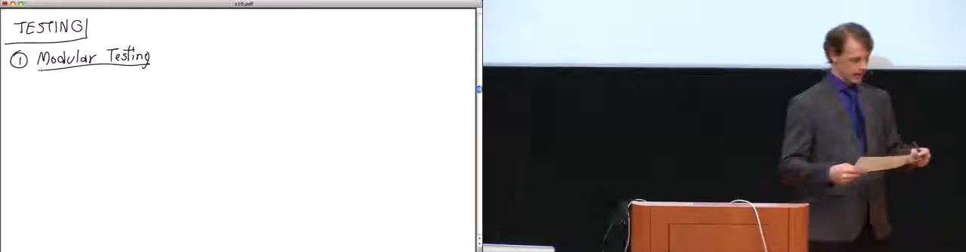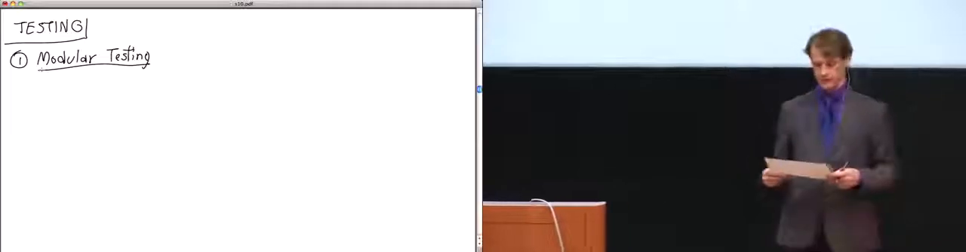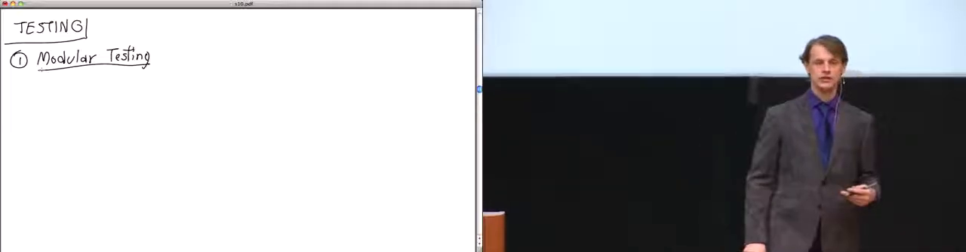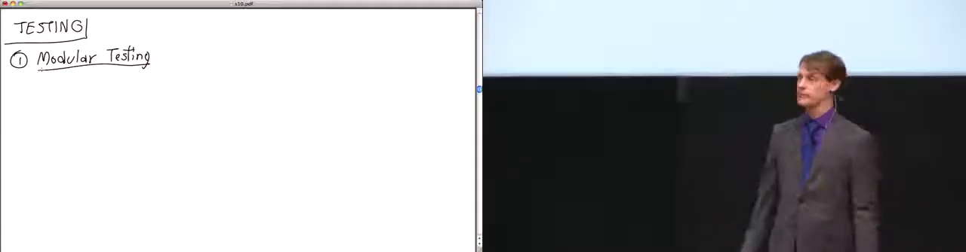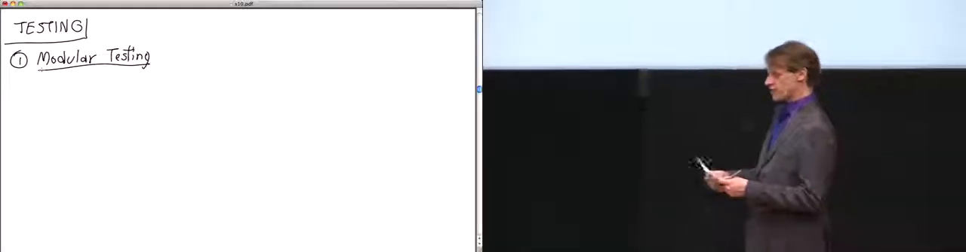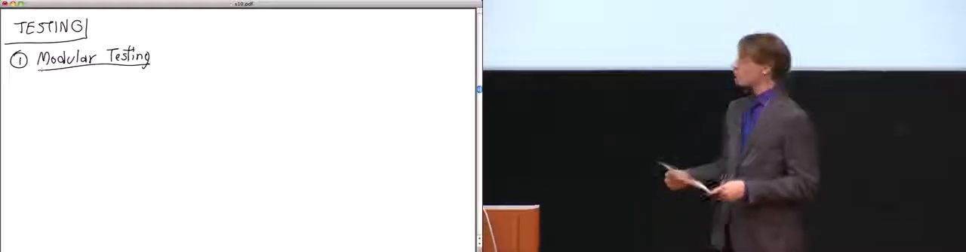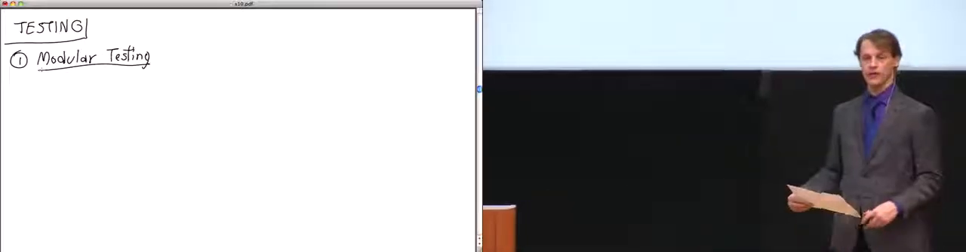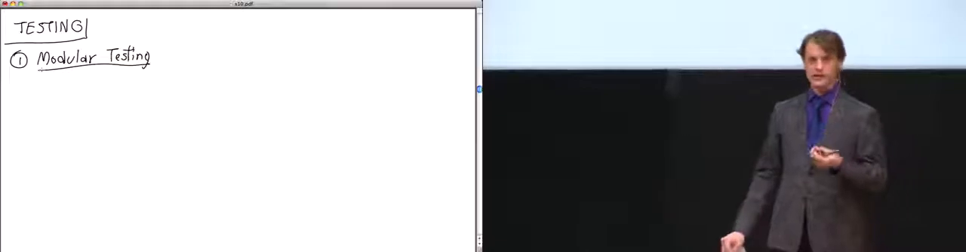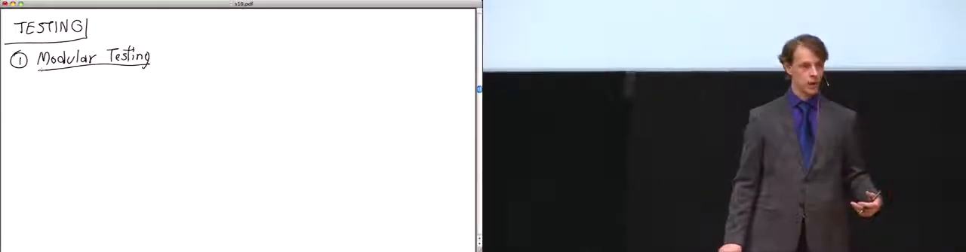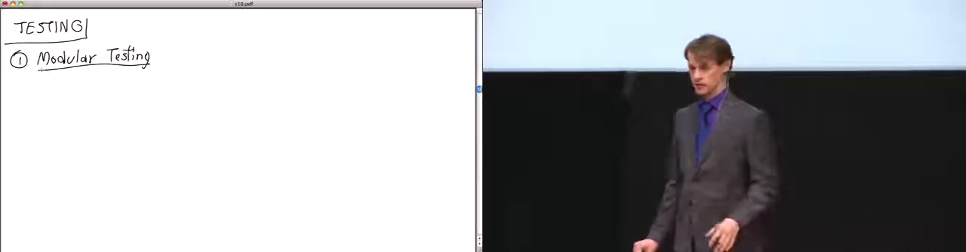Integration testing, and finally something called results verification. So modular testing is when you test each method or class separately. Integration testing is when you test a whole bunch of methods and classes together. Results verification is when you either write code that checks that your data structure's invariants are all true, or you write code that determines whether the output of an algorithm is correct.